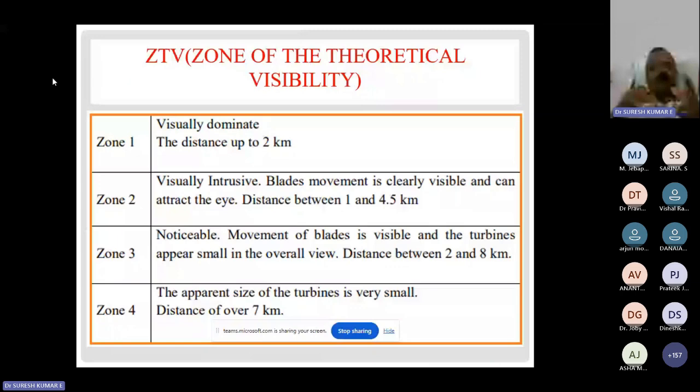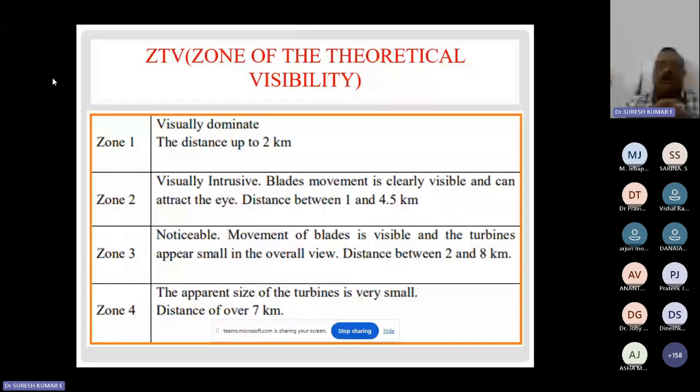Now we can classify the wind turbine area into four. It is called the zone of theoretical visibility. Zone 1 means visually dominant, the distance up to 2 kilometers of the wind turbines. Visually it will dominate. And zone 2, visually intrusive, blade movement is clearly visible. If you are continuously watching the rotation of the blade, it will attract the eye, and it will create a health issue. The blade's movement is clearly visible and can attract the eye from a distance of 1 to 4.5 kilometers.